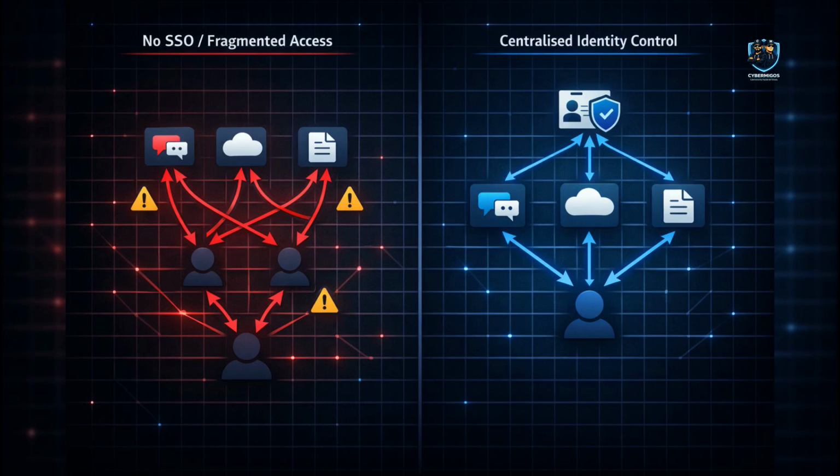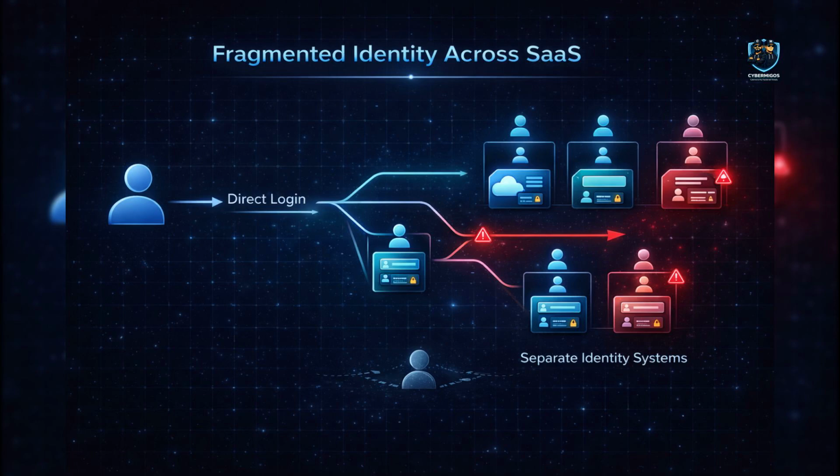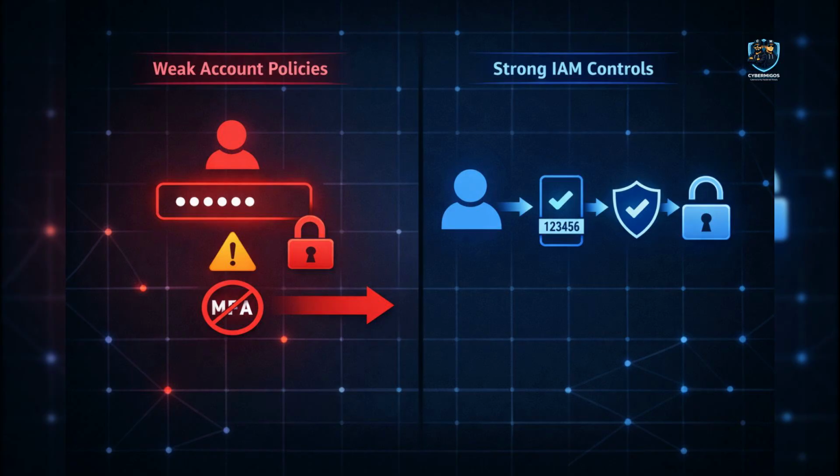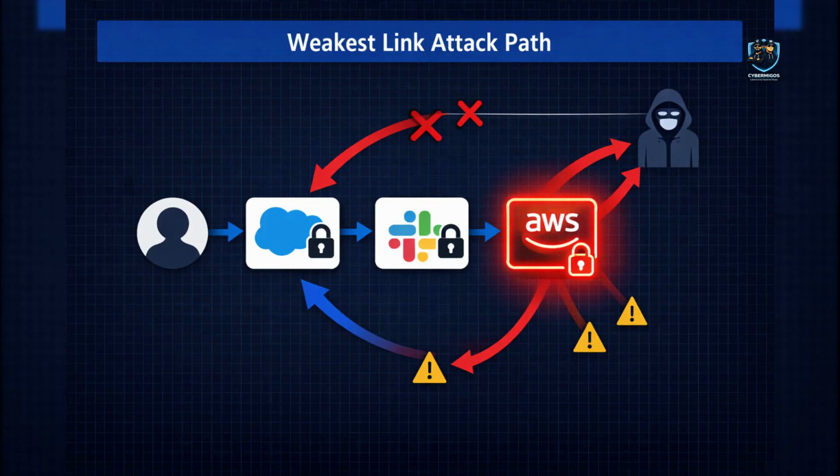If a SaaS platform is not integrated with SSO, authentication becomes fragmented. Users log in directly to the application, using credentials that are not centrally controlled. In practice, this means each application becomes its own identity system. Policies are inconsistent, logging is inconsistent, and visibility is reduced. From a security perspective, it's even worse: weak controls on those entry points. Attackers don't need to break the strongest system. They only need to find the weakest one.